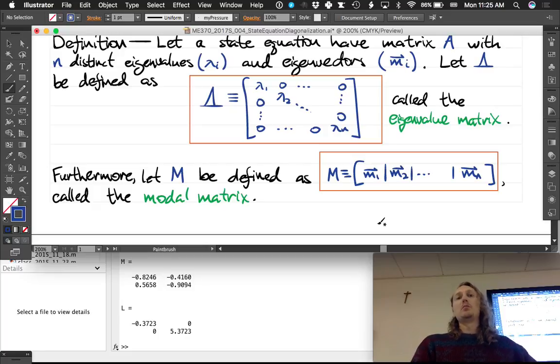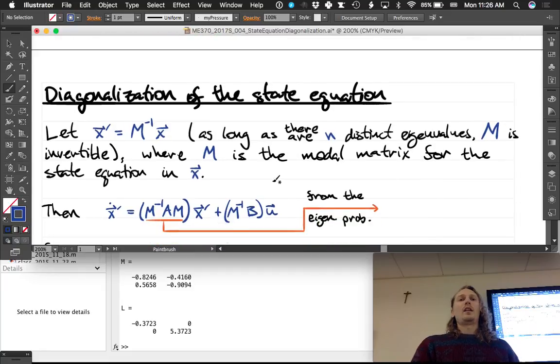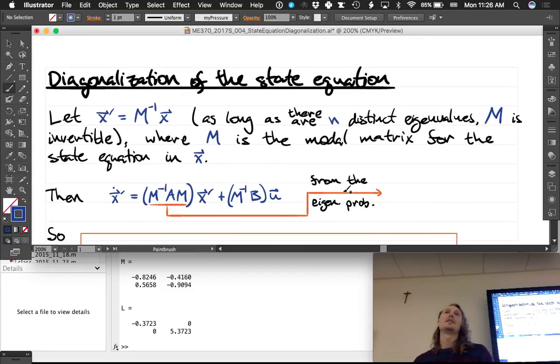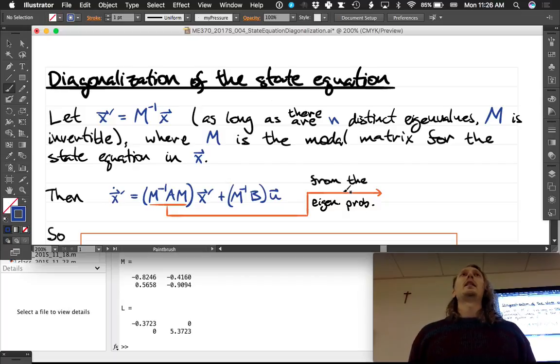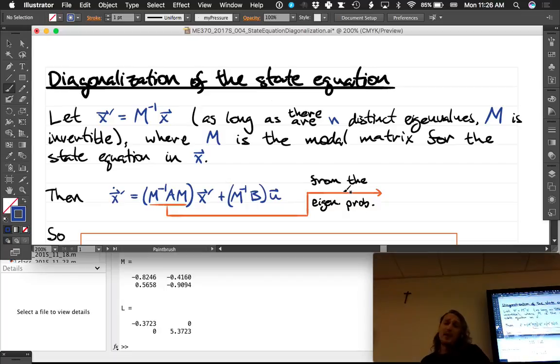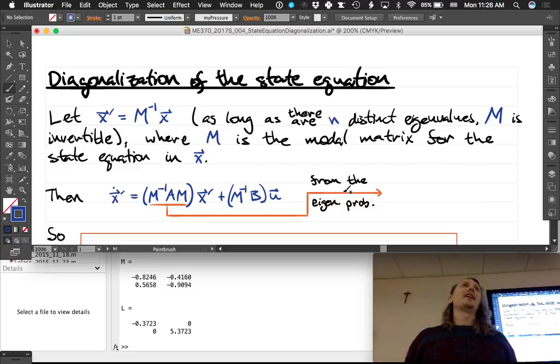Okay, so that's how you find lambda and M. Pretty easy. You find the eigenvalues like we learned how to last lecture, stick them in here. Find the eigenvectors like we learned to last lecture, stick them in there. Alternatively, you can check in MATLAB what they are by using the eig command. Okay, now we're going to use this. I just defined what lambda and M were, but now I'm going to use M as my transformation matrix. Now it's not immediately obvious why I'm using M, but it'll become obvious in the end. I hope it's obvious. It's kind of cool.